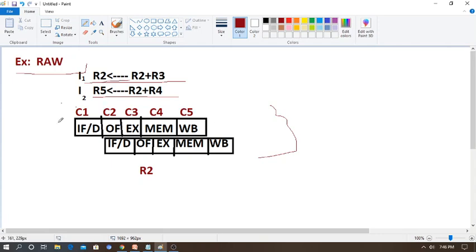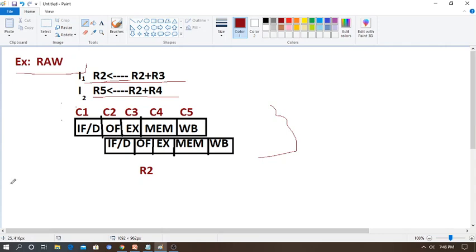Similarly for I1 and I2, take clock cycle 1, clock cycle 2, clock cycle 3, clock cycle 4, and clock cycle 5. In pipelining, before completing the entire set of phases, we can start another instruction. For example, whenever instruction 1 starts, after completing 1 or 2 stages, you can start I2. Whenever I2 is in some stages, you can immediately start I3 and so on.